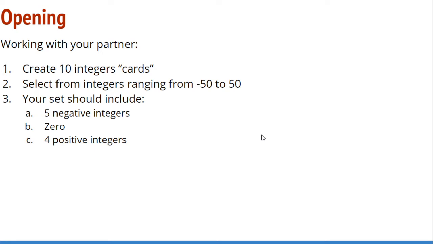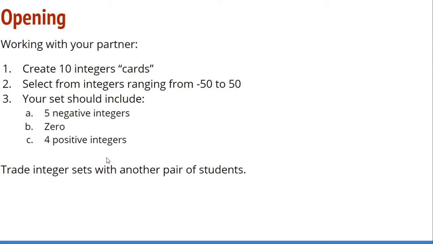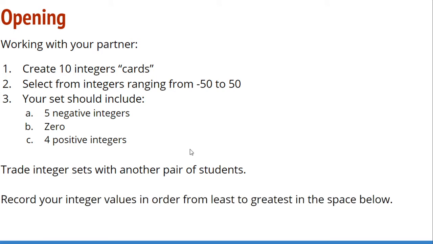So in class we would create some integer cards, and we would have integers that range from -50 to 50, and you would have 5 negative integers, 0, and 4 positive integers. You would then trade your cards with another pair of students, and you would work on ordering these cards from least to greatest. So if you would like to do that at home, go right ahead and make your cards and put them in order.